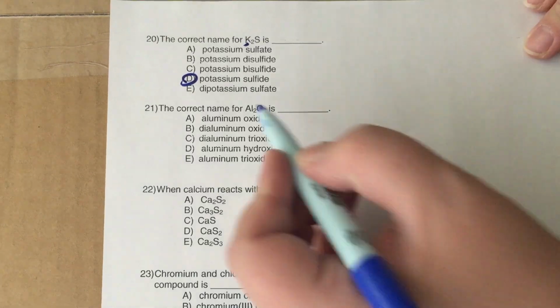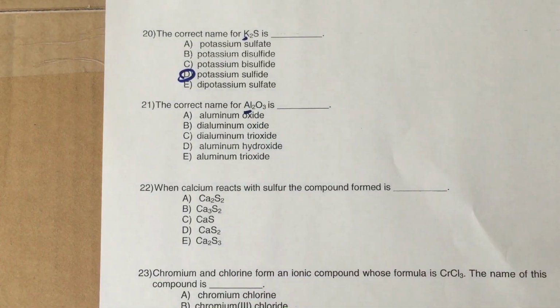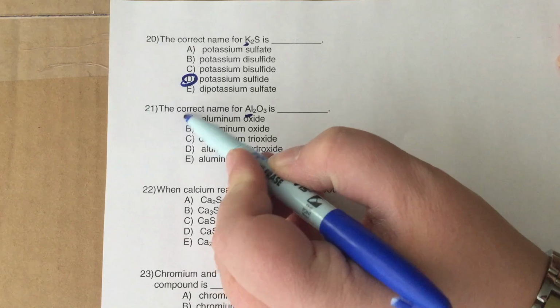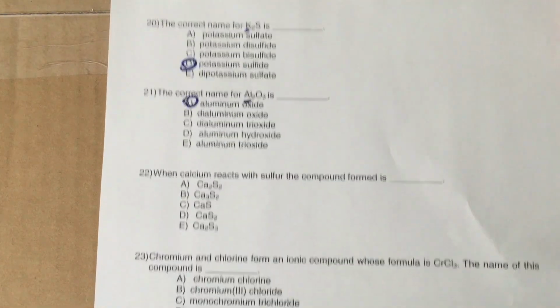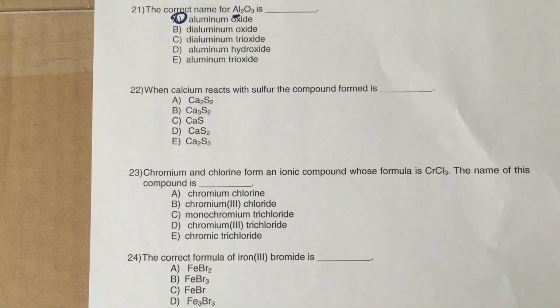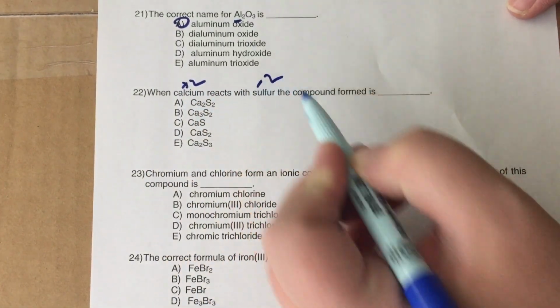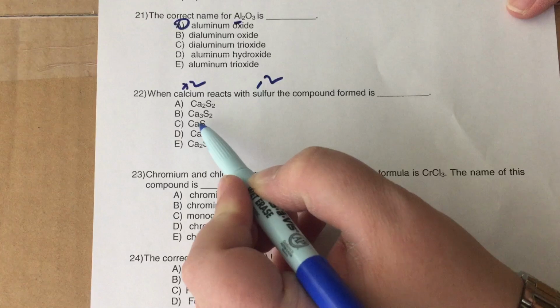Correct name, aluminum. Take a look at it. Aluminum is one of those nothing special, so we're just going to look at aluminum oxide, which is letter A. 22. When cations react with sulfur, the compound forms. So we've got calcium plus 2, sulfur minus 2, so we're just going with CaS.